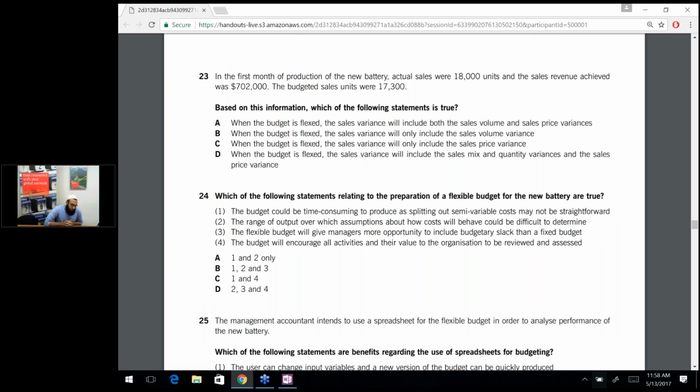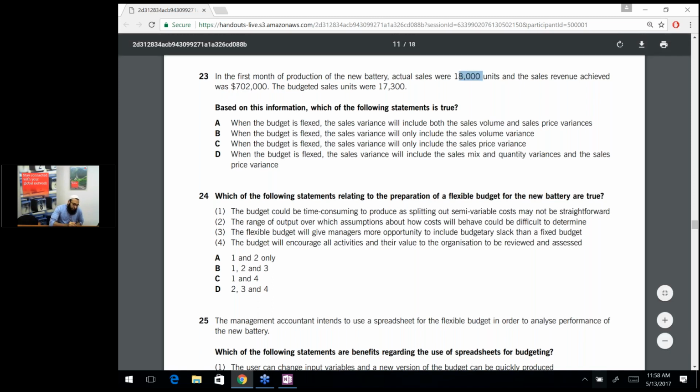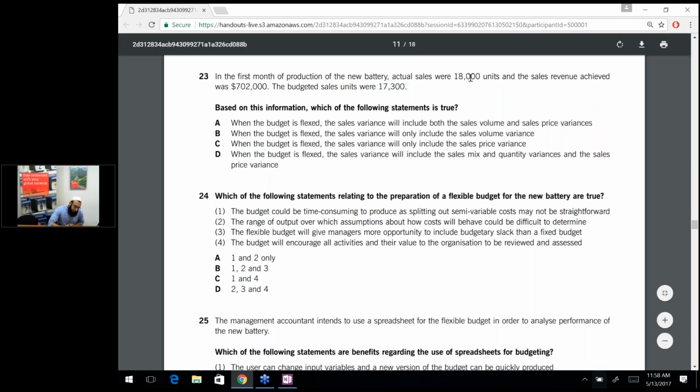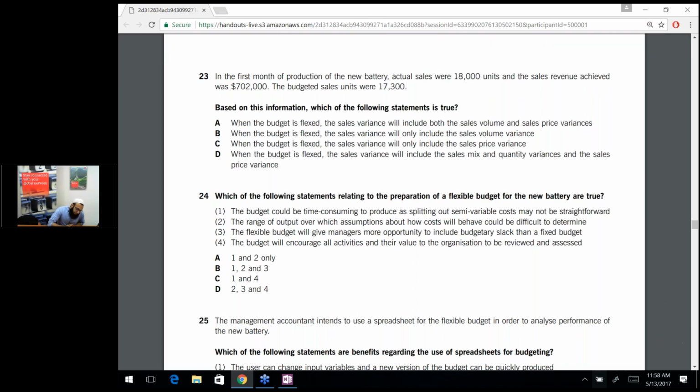Okay, in the first month of production of a new battery, actual sales was 18,000 units and sales revenue achieved was 702. The budgeted sales units were 17,300. So the units, actual and budgeted, are different. On the basis of this information, which of the following is true? And the answer is C.